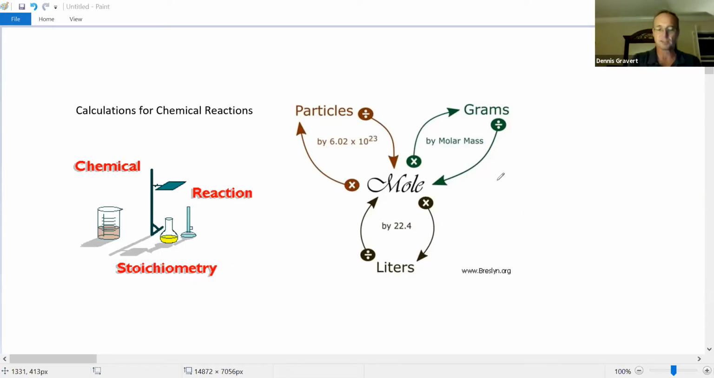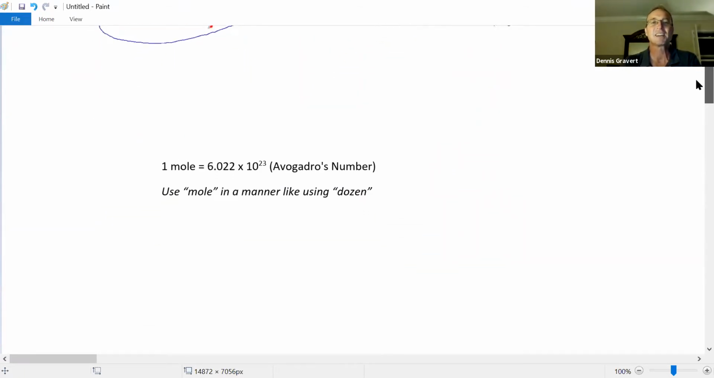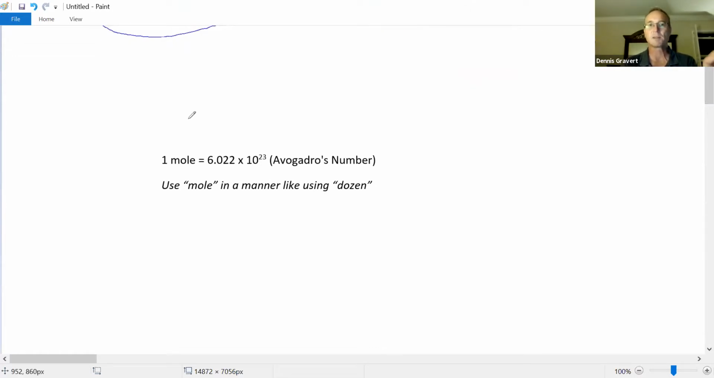Today we're going to focus on the top right side here. We're going to be looking at molar mass, converting between grams and moles, doing a little stoichiometry. Fancy talk for calculations involving chemical reactions. Okay, key idea here is remember that 1 mole is this cool number called Avogadro's number, 6.022 times 10 to the 23rd. Think about using the word mole, this fancy number, just like you would use the word dozen, right?